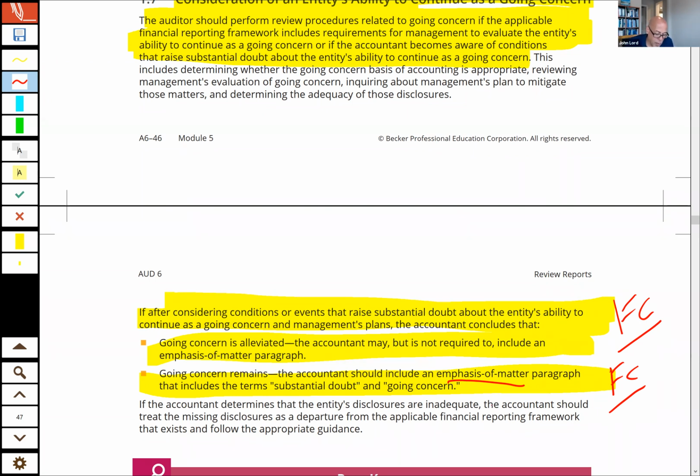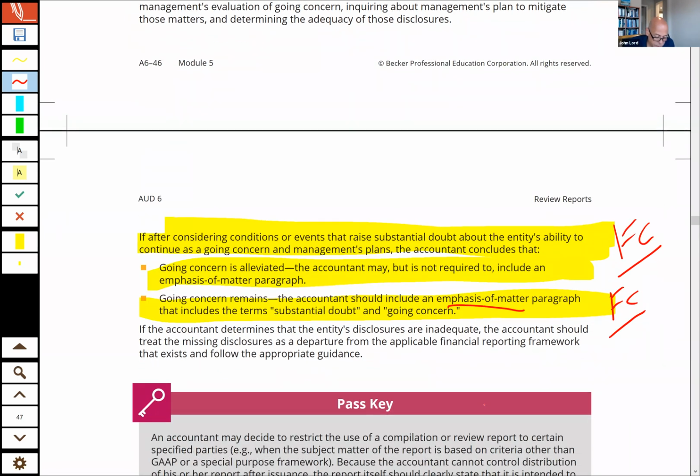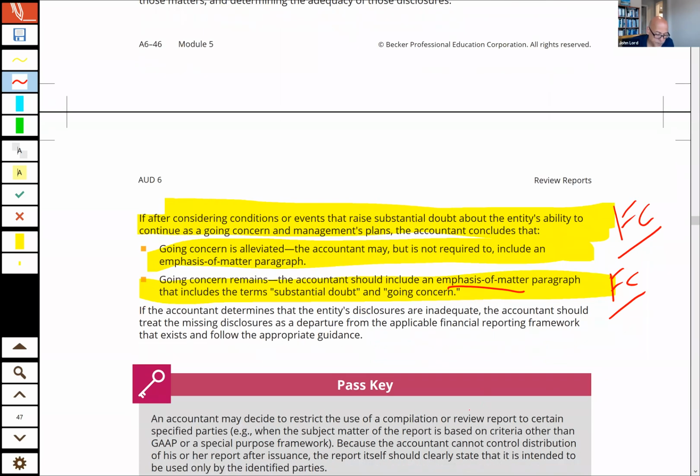Okay. Question on that? I know I said the wrong thing there. Is there a question? Okay, good. Note that if the accountant determines the entity's disclosures are inadequate, then we would have to put something in the known departure paragraph that's saying, hey, they have a going concern issue and they didn't properly disclose it.